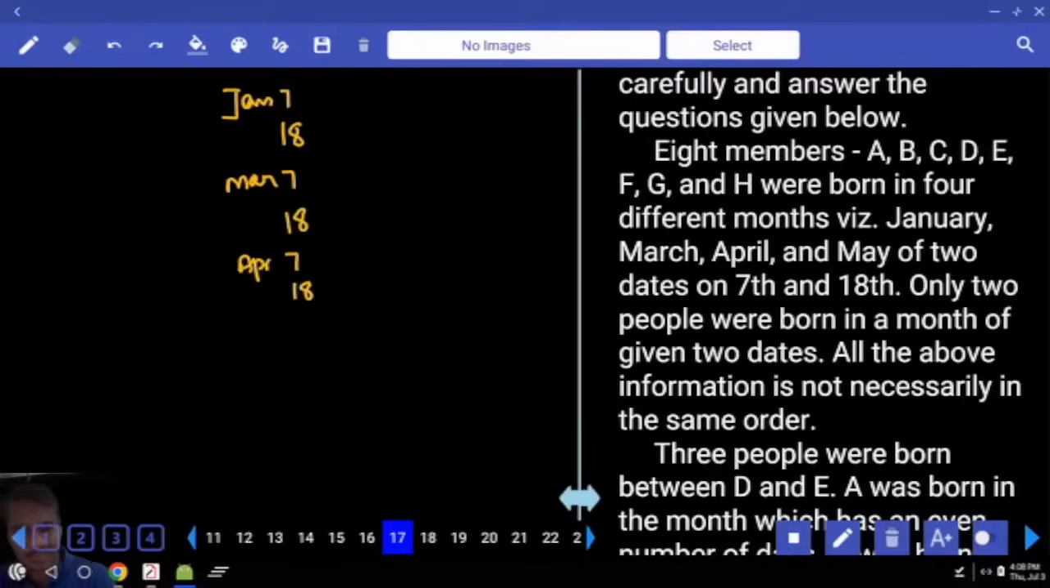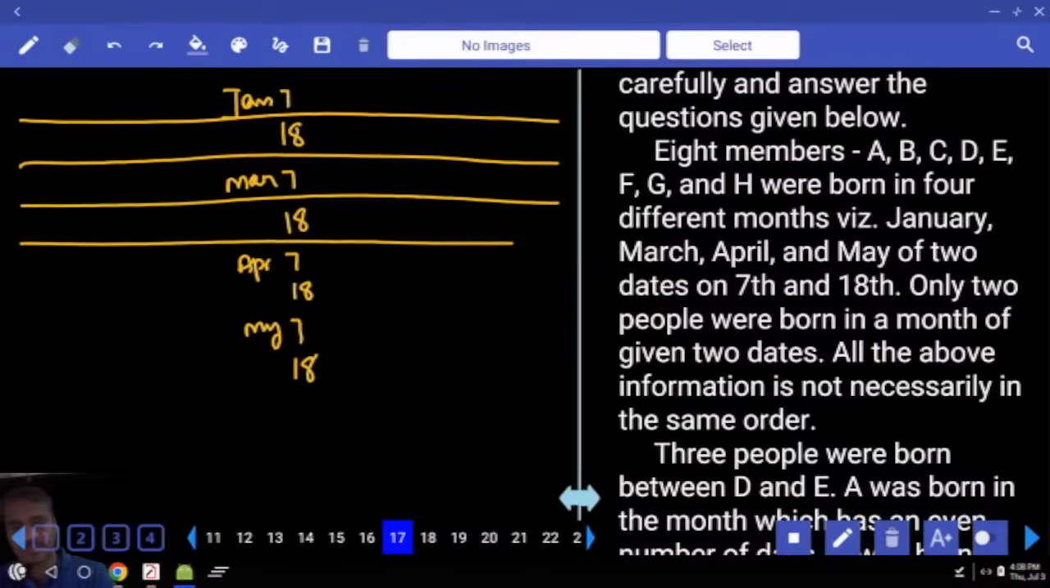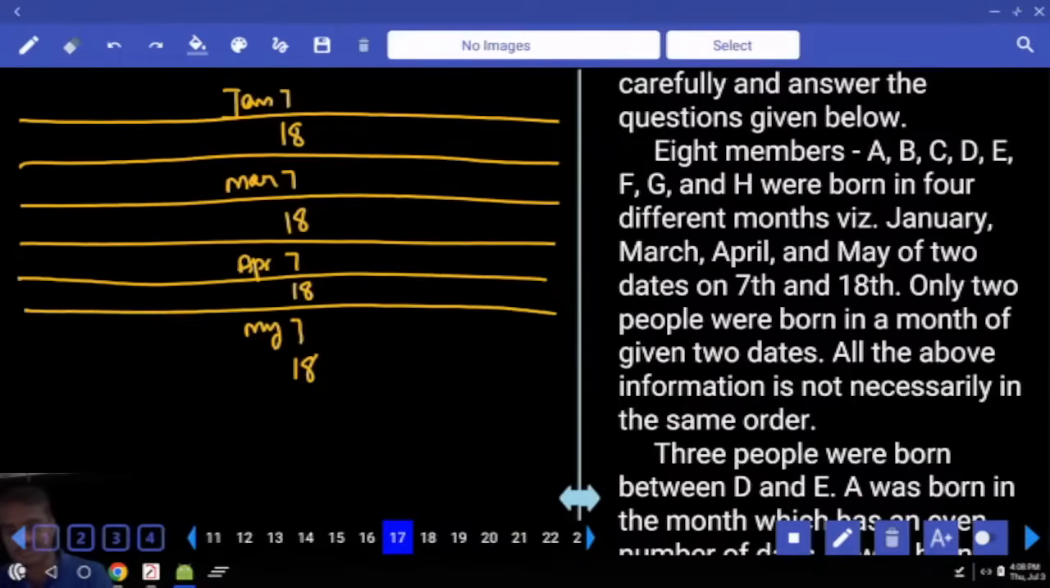And in the same way, May 7th and May 18th. Now, these are the 8 persons, 4 different months. In each month, there are exactly 2 different dates. Then coming to condition number 1.